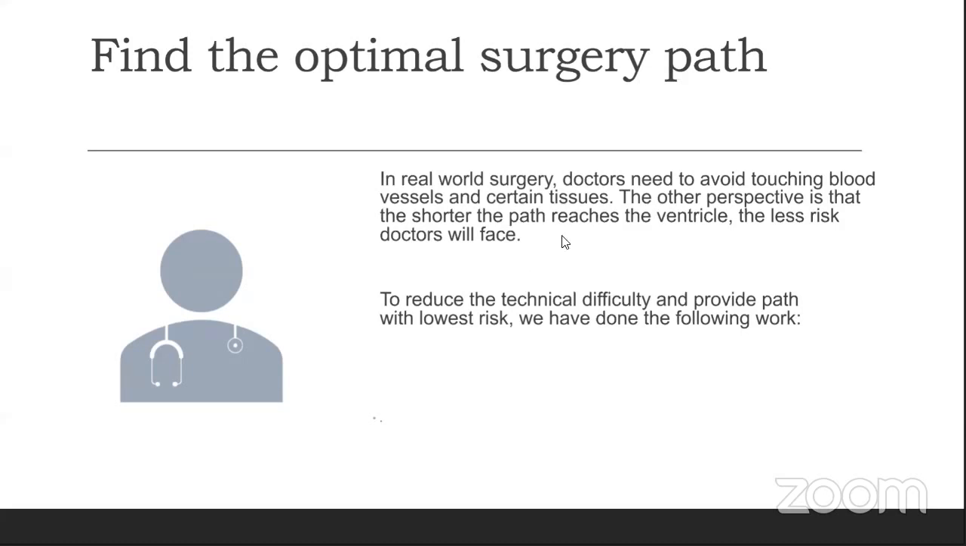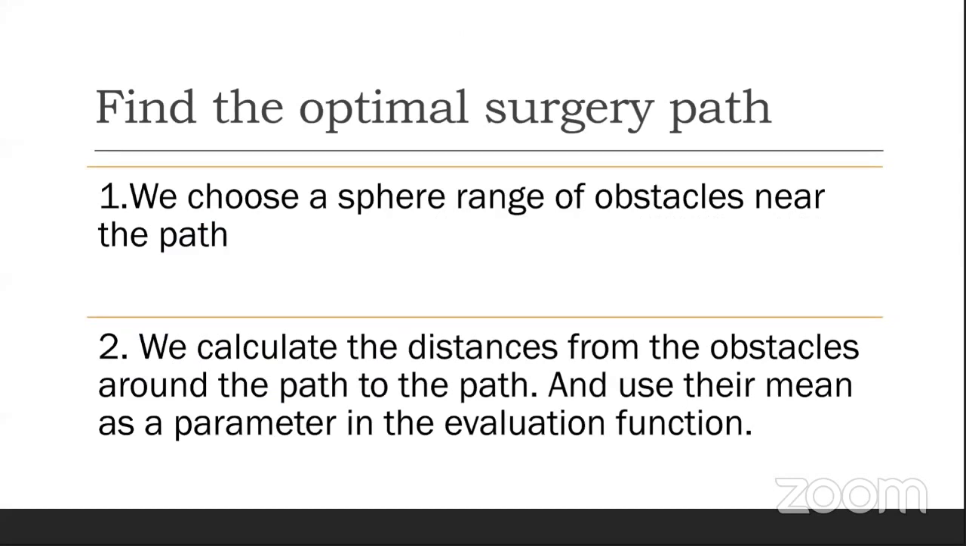Next slide, please. Here are the two things we do in the optimization part. First, we choose a fair range of obstacles near the path, and later I will elaborate on what this fair range means. Second, we calculate the distance from the obstacles around the path to the path. It is not a very difficult mathematical formula. It's just calculating the points-to-line distance in space and using their mean as a parameter in the evaluation function, which I will explain further.